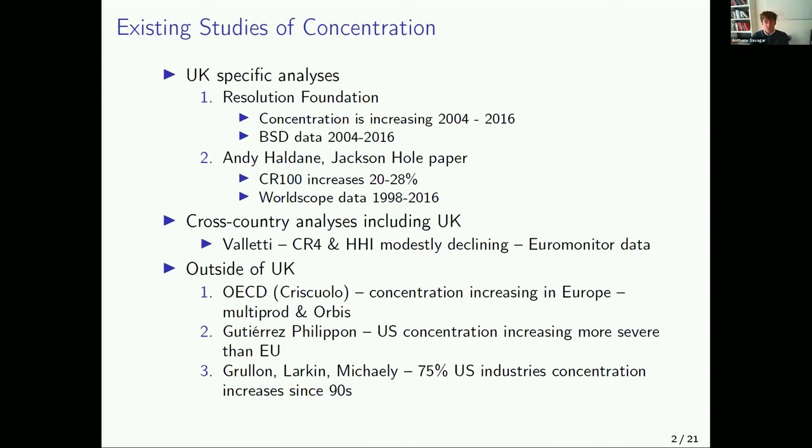And then outside of the UK, the places that have garnered interest in what's happening to concentration in the aggregate economy, rather than just specific industries, are typically to do with the US. That would be the Gutierrez and Philippon work, showing that concentration increases a lot in the US, more so than the EU, and the Grullon, Larkin, Michaely work that shows 75% of industries in the US have seen an increase in concentration since the mid-90s. And then work by the OECD, Chiara Criscuolo's team, shows that in general in Europe, not including the UK, concentration is increasing, and that uses a couple of different data sets to show that quite robustly.